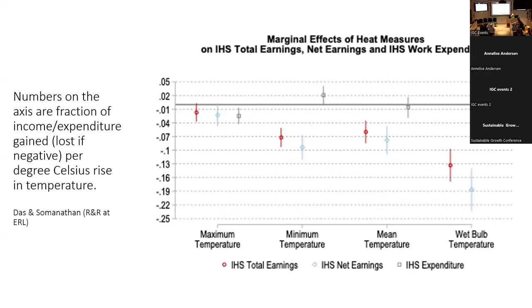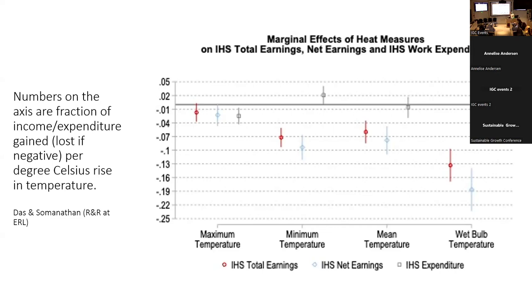for gross earnings. Okay, so let me just say a little bit about what these things are. We ask people every day, did you go to work? How long did you work? How much money did you make? And so on. So we ask them about total earnings, and we also ask them about work-related expenditure. If you subtract work-related expenditure from total earnings, you get net earnings, right?